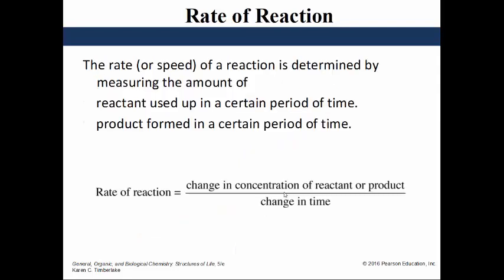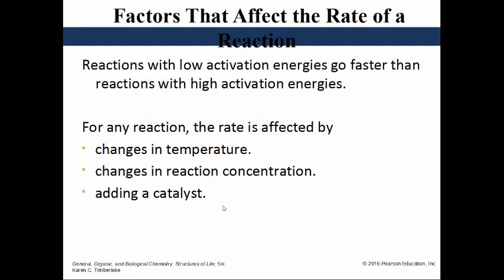Now, the speed of a reaction, or the rate of a reaction, is determined by either the amount of reactants that are used over a certain amount of time or by the amount of products that are formed over a certain amount of time. So there's a mathematical way to write this. The rate of reaction is equal to the change in concentration of a reactant or a product over a set amount of time. There are various factors that can impact the rate of a reaction. Reactions that have lower activation energies will go faster than reactions that need higher activation energies, which just logically makes sense. If you don't need as much energy to complete a process, then it will happen much faster.